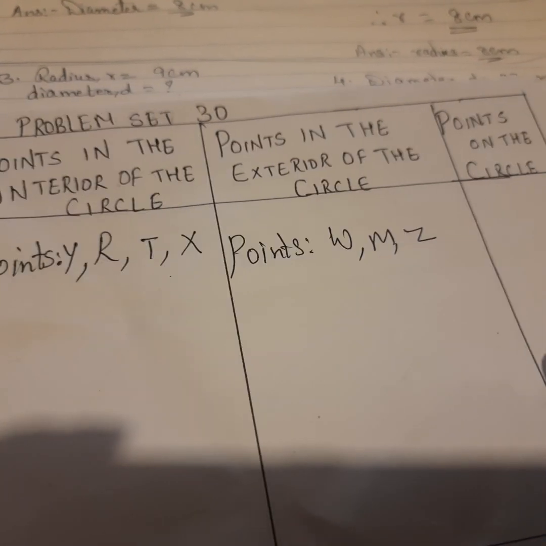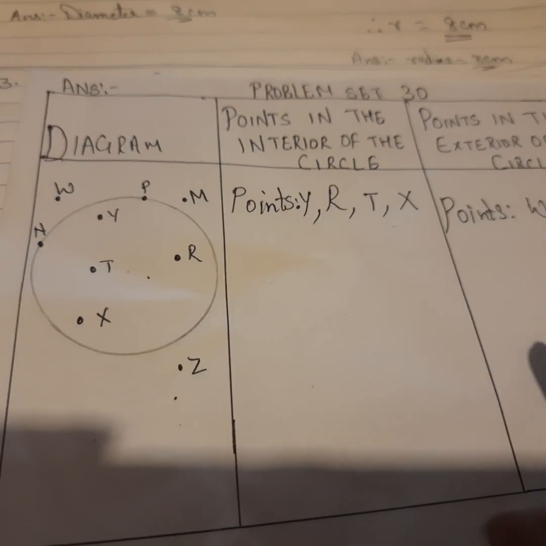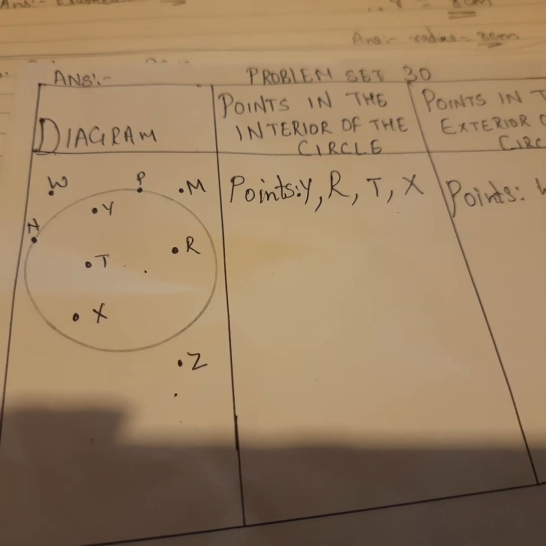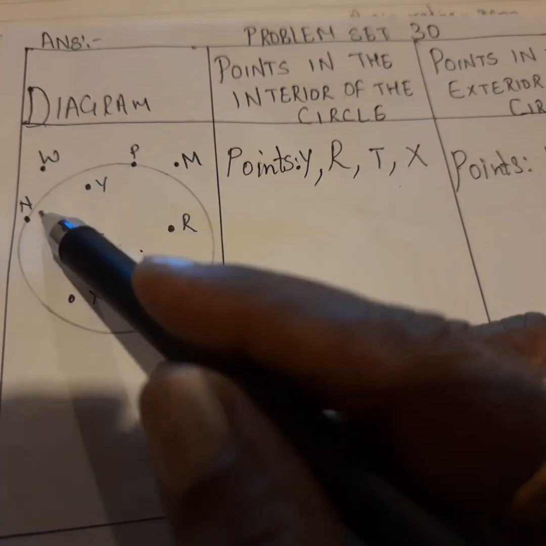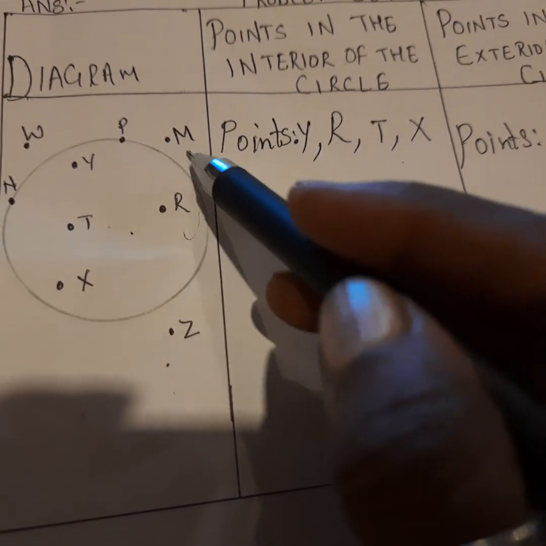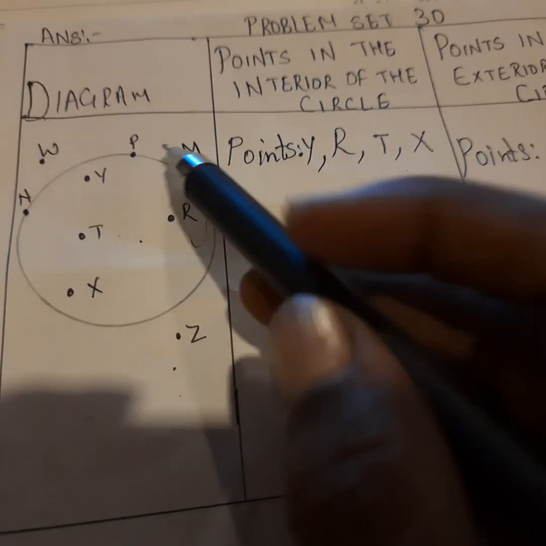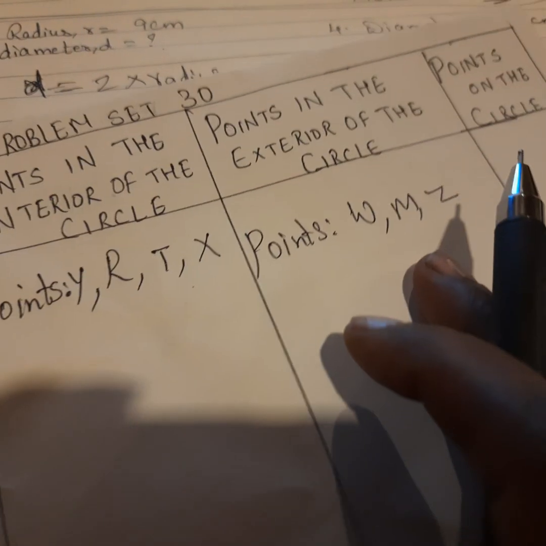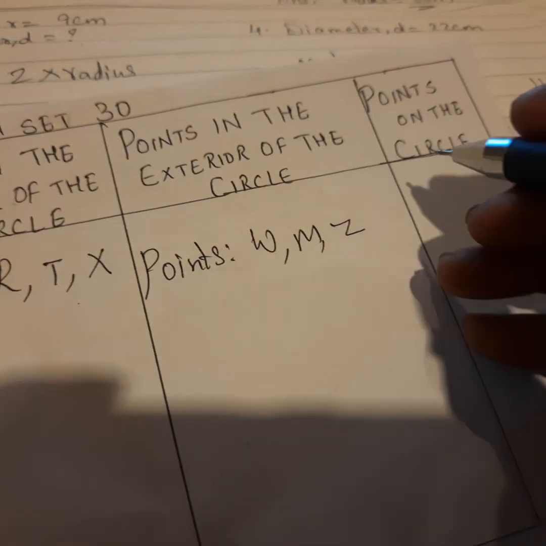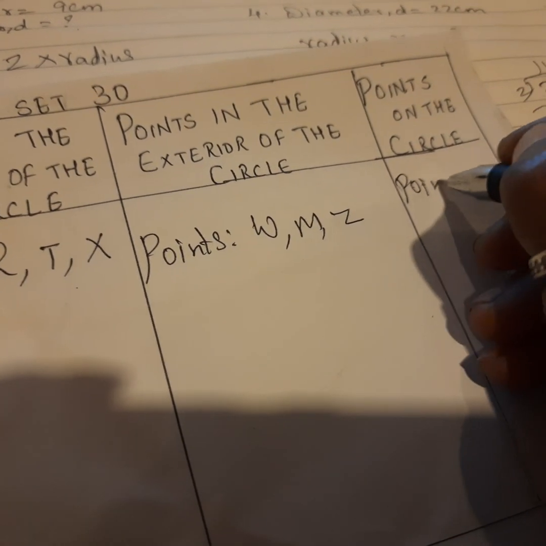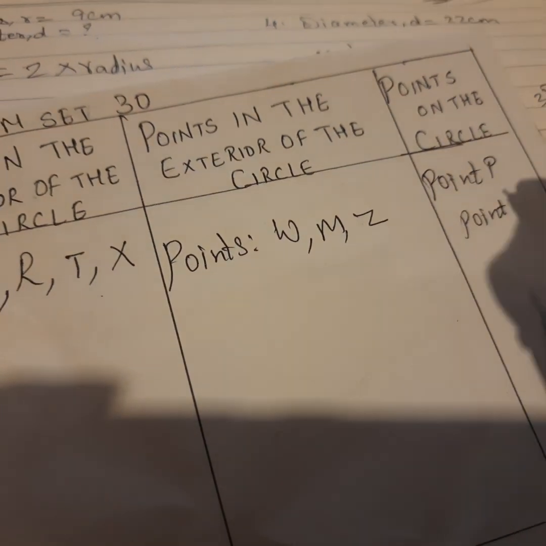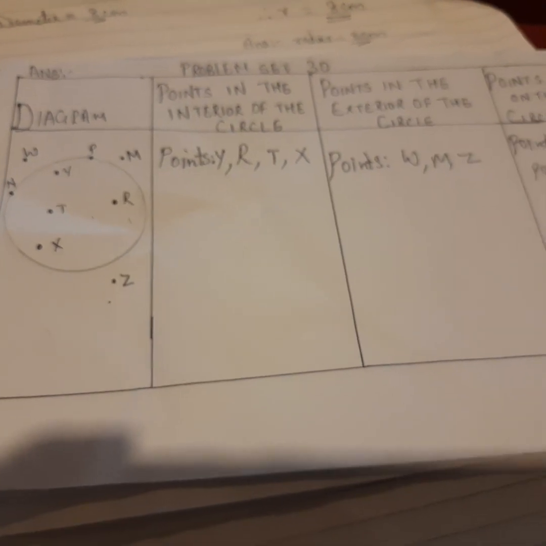Now points on the circle. So on the circle, how many points are marked? Have a look at it properly. Point P and point N. Sometimes children make a mistake, which is close here, they'll say point M also. No, point P and point N are marked on the circle. So here you write down point P and point N. So this is done, children. This is your problem set 30.